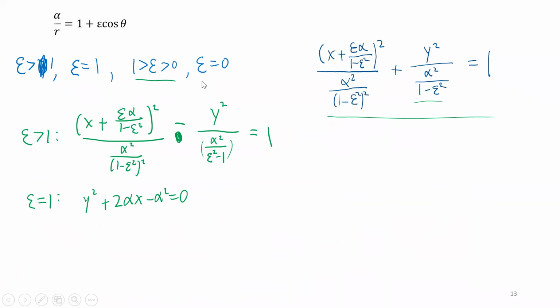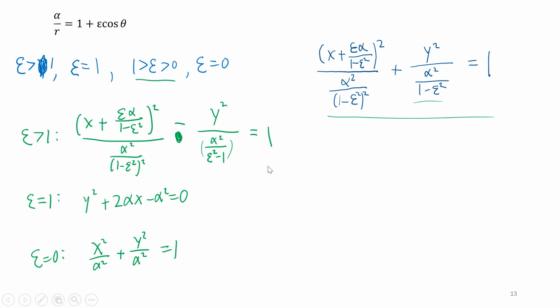Okay. Finally, if I have epsilon equals 0, what you see is that if I just plug epsilon equals 0 into this equation, I get x squared divided by alpha squared plus y squared divided by alpha squared equals 1. So that's a circle of radius alpha.